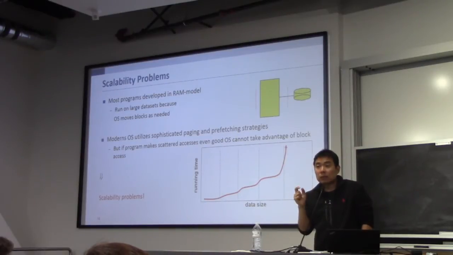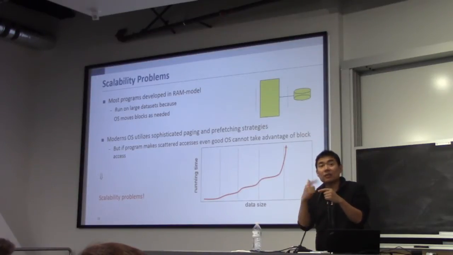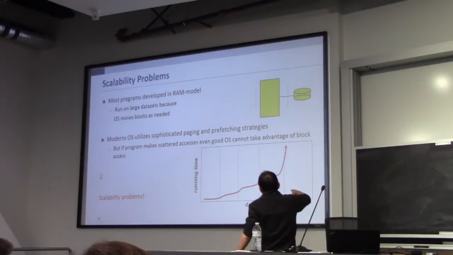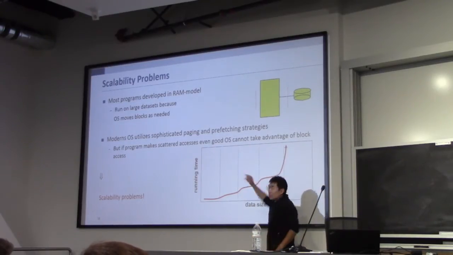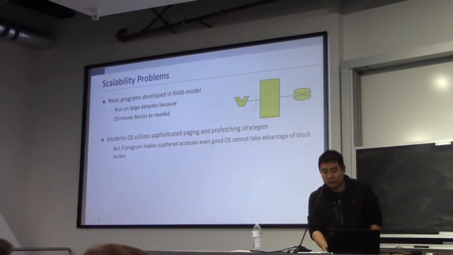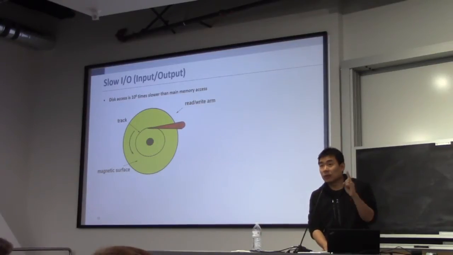At this point, your program, or your operating system, needs to fetch more data to memory, but you run out of space. At this point, what happens? Well, you need to kick some data out and bring some data from disk back into memory, and you keep doing this. This is when you notice a sudden jump in cost in terms of running time because of this data transfer cost. Okay?